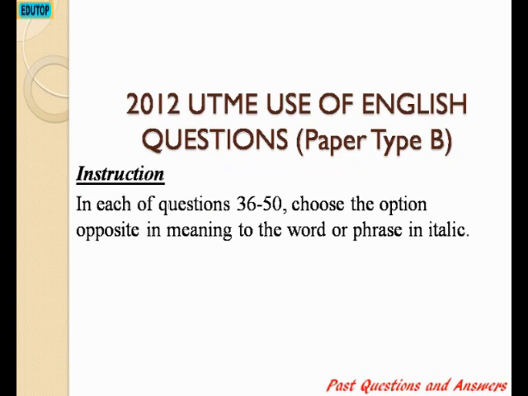2012 UTME use of English questions. The paper type is type B. Instruction: in each of questions 36 to 50, choose the option opposite in meaning to the word or phrase in italics. And here we have them underlined.